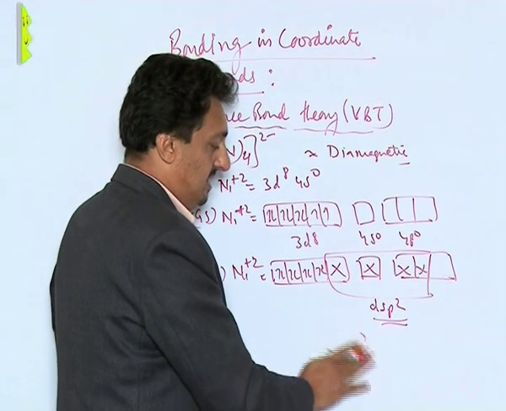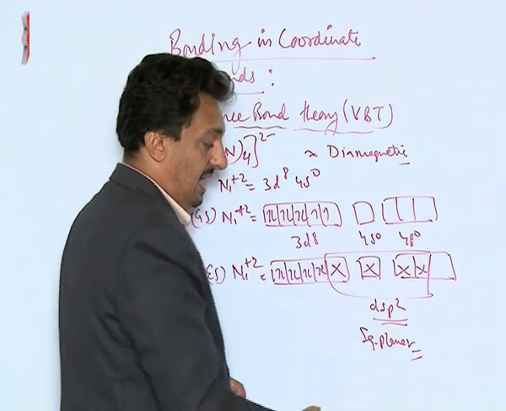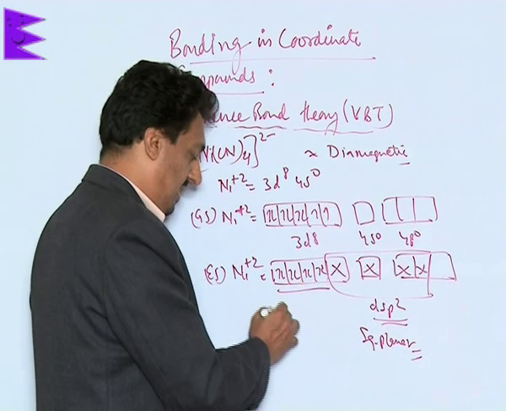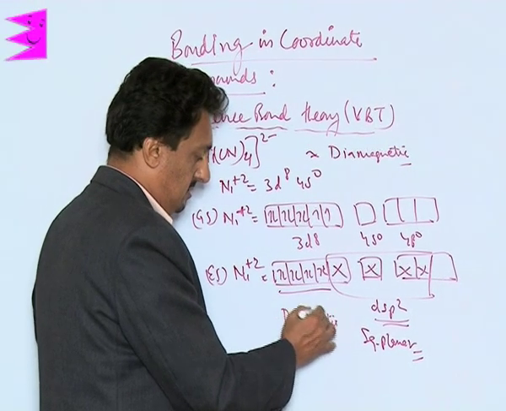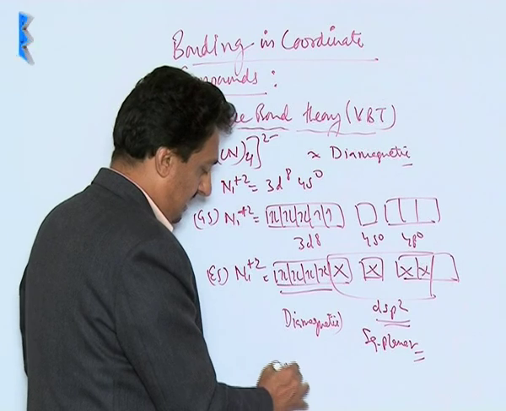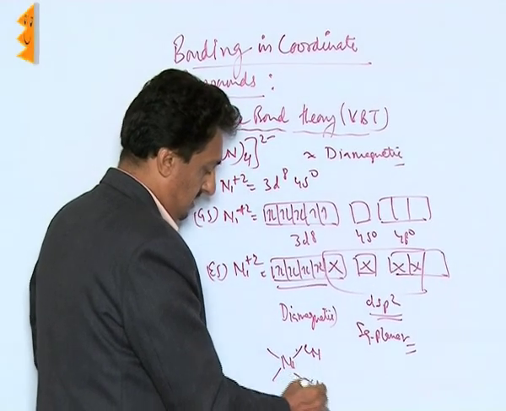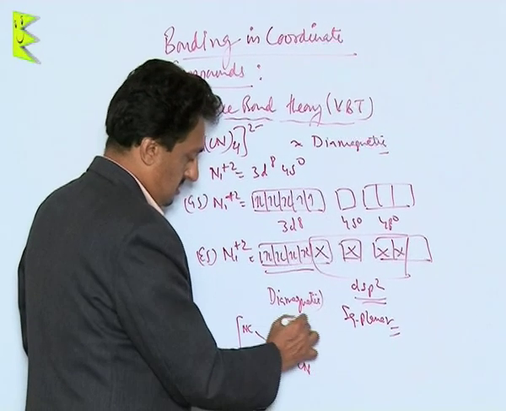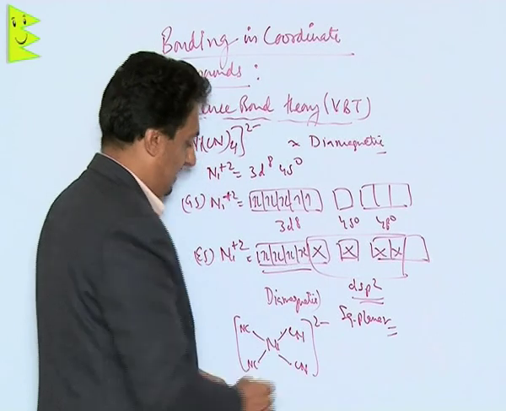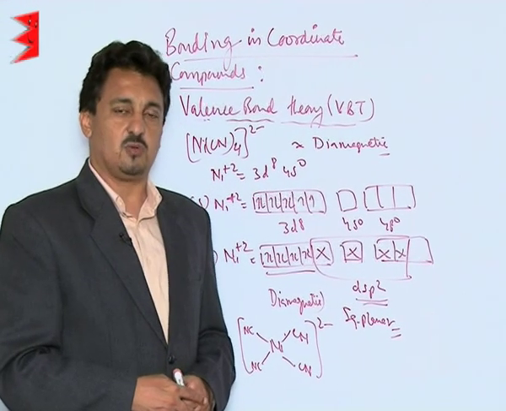As a result, the complex is square planar, and since all electrons are paired, it is diamagnetic. We draw it like this. We put 4 cyanide ligands at the 4 corners of a regular square planar. It is like this. So this is how the valence bond theory explains the formation of the coordination compounds.